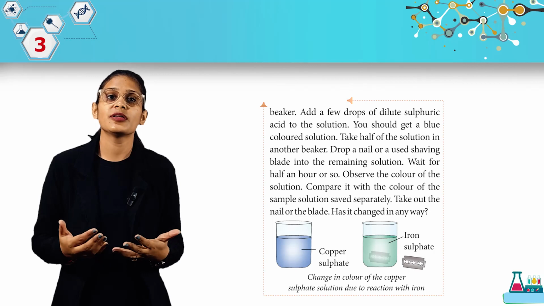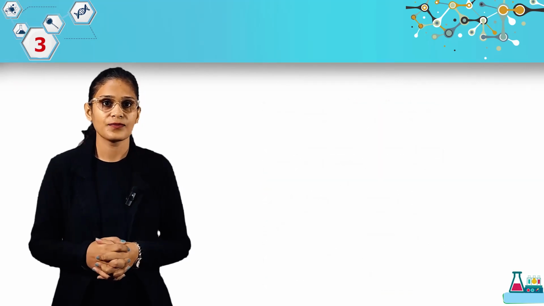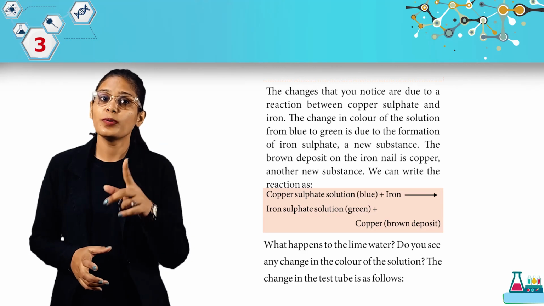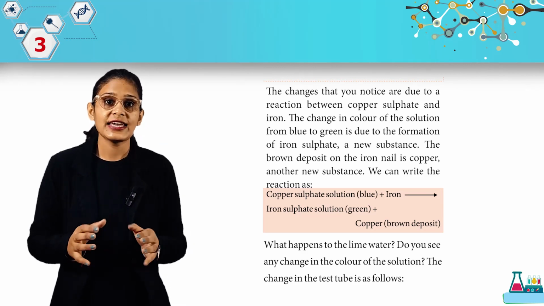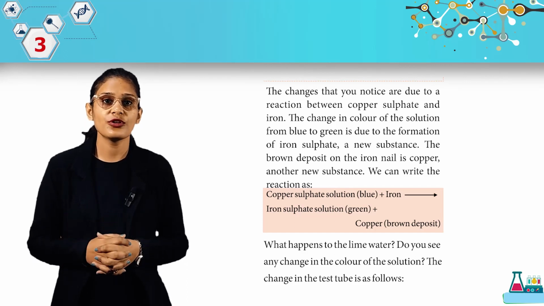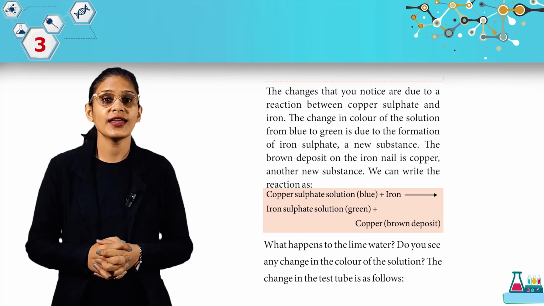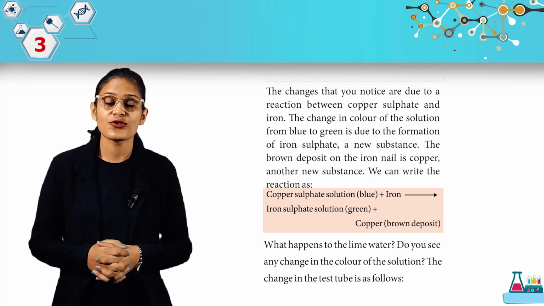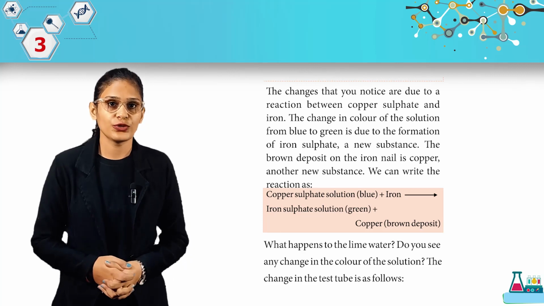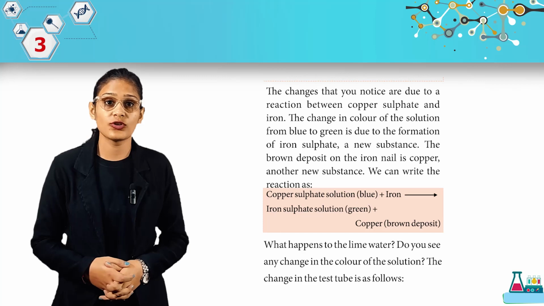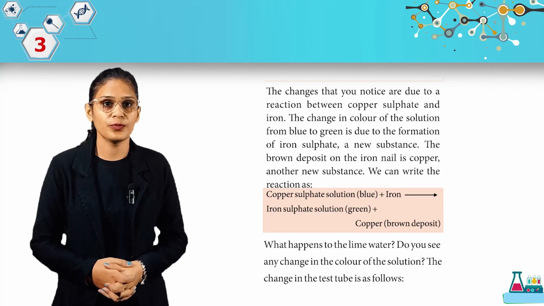These activities can be demonstrated by your teacher in the class. The changes that you notice are due to a reaction between copper sulfate and iron. The change in the color of the solution from blue to green is due to the formation of iron sulfate, a new substance. The brown deposit on the iron nail is copper, another new substance. We can write the reaction as copper sulfate solution (blue) plus iron. After reaction, iron sulfate solution (green) plus copper (brown deposit).